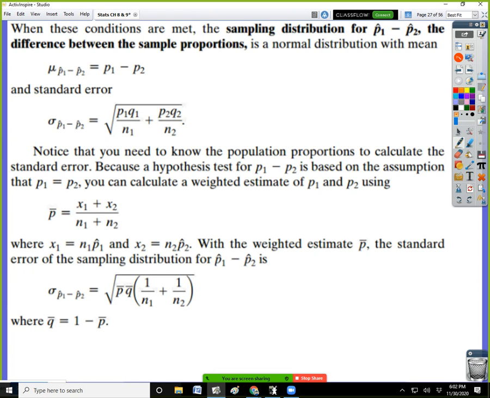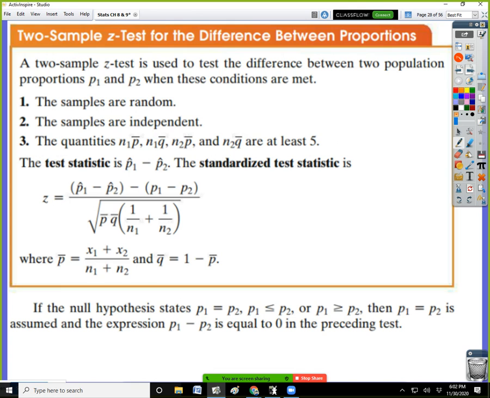Okay, so let's do a couple of examples that'll start to make a little more sense. So obviously they're random, they're independent, and all of your stuff is at least 5. So if a null hypothesis states P1 and P2 are the same, less than or equal to, or greater than or equal to, then P1 minus P2 is assumed equal to 0 in the preceding text. So that means that this is gone, right?